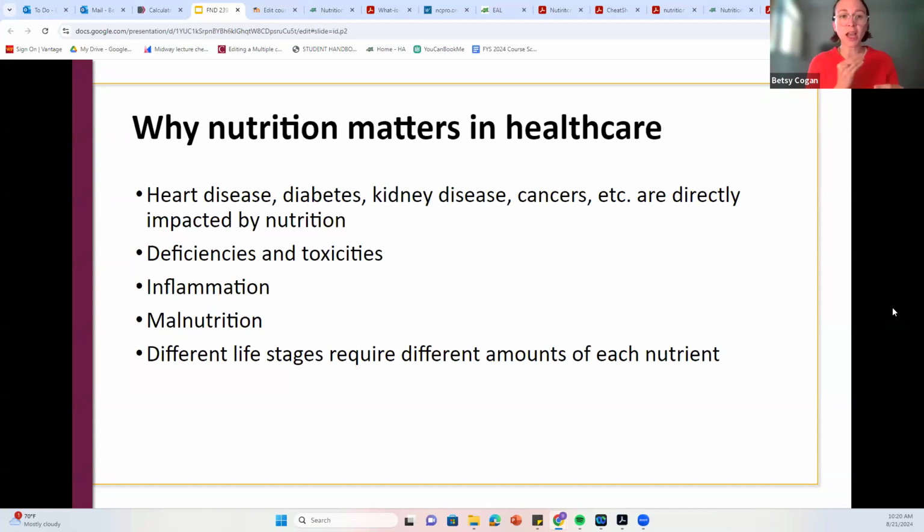Deficiencies and toxicities definitely have nutrition things going on there. Inflammation could be caused by nutrition, could be prevented by nutrition. We, as dietitians in the hospital, are always screening for malnutrition and helping to prevent malnutrition that could occur while patients are in the hospital. And we are experts in nutritional needs throughout the life cycle, which we will be developing as a class, learning about those needs and how they vary depending on stage in life.